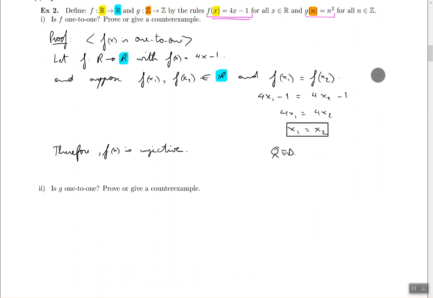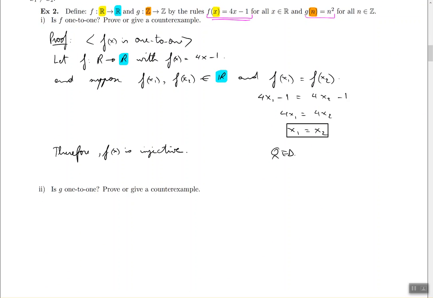Now, what about the function g of n? Is it 1 to 1 or not? Well, as a reminder, the function g is going from the integers to the integers. And what it does is that it takes the value that you start with and it squares it. Is that function going to be 1 to 1 or not? The answer is no, it's not going to be 1 to 1. And let me give you an example.